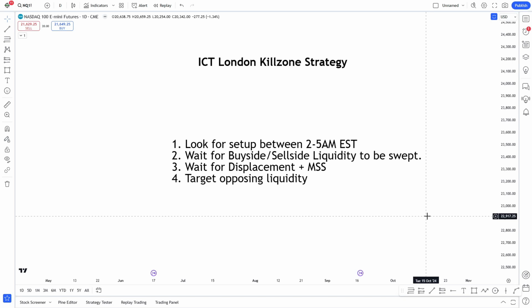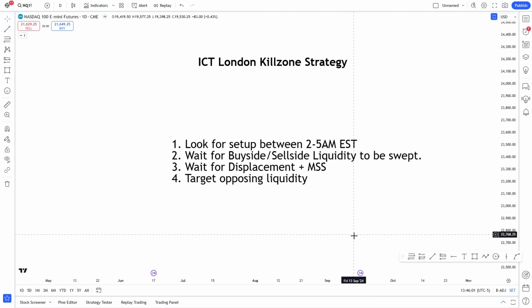In this video we'll be going over the ICT London Killzone strategy. Now guys, with this strategy, this is a time-based strategy and we are focusing on the London Killzone. If you don't know what the London Killzone is, it is basically a time period between 2 AM to 5 AM Eastern Standard Time. So we will be looking for our setup between these two time periods.